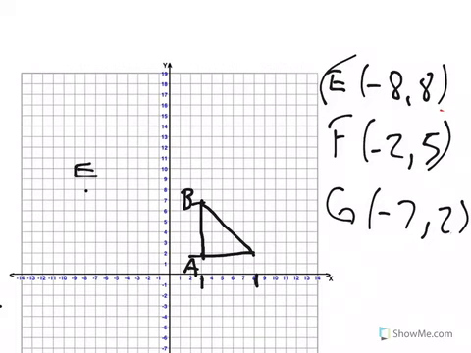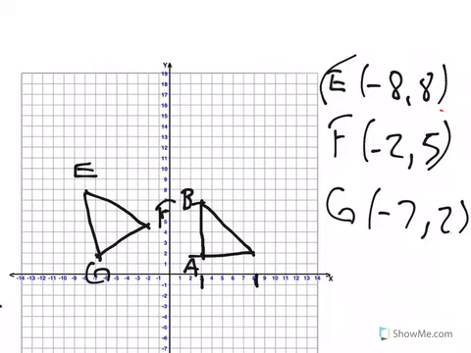F is at -2, so back 2. And then +5, so we're going up 5. Mark that there. And then G is -7, up 2. So we'll mark that there. Now, let's label. Don't forget that, like I just did. Let's connect the dots. Okay, not the best artwork, but you get the idea. We do have a triangle.